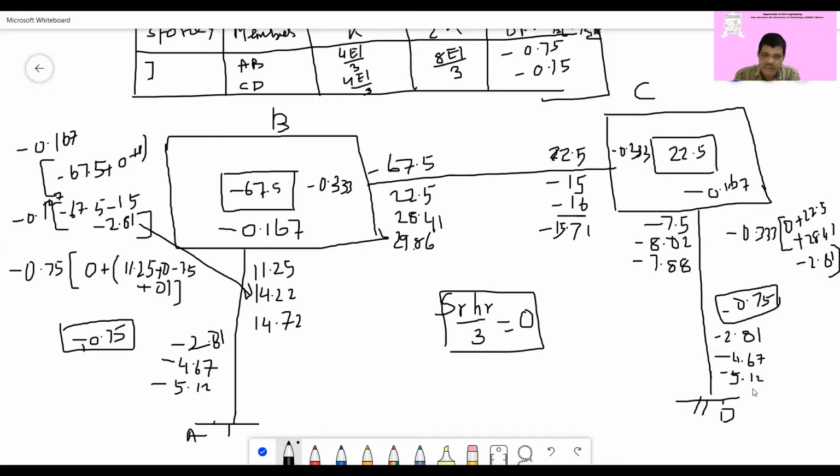So now go for round 4. In round 4, you will find it is coming 14.75. This is coming 29.41. This is coming minus 15.58. And here we are getting minus 7.81. And on the column side, you will find minus 5.21. We'll find here minus 5.21. Okay. So these are the final moments now.